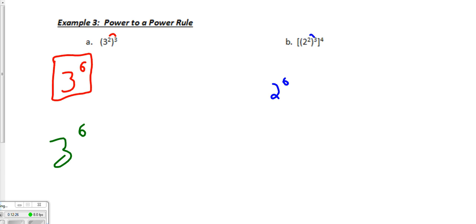So we'll start off with looking something like this, 2 to the 6th power, all of that to the 4th power. Now we have 2 to the 6th to the 4th, so we have to do 6 times 4. We would get 2 to the 24th power. And that would be our final answer, 2 to the 24th power.